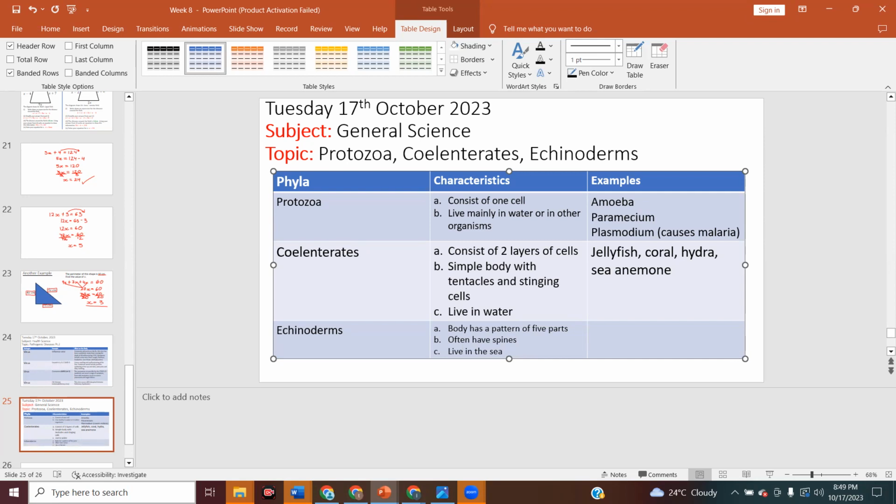Now, think about an organism that has 5 parts. They have some sort of spine, and they live in the sea. What comes to mind? Starfish. Starfish, very good. Anyone ever seen a starfish before?